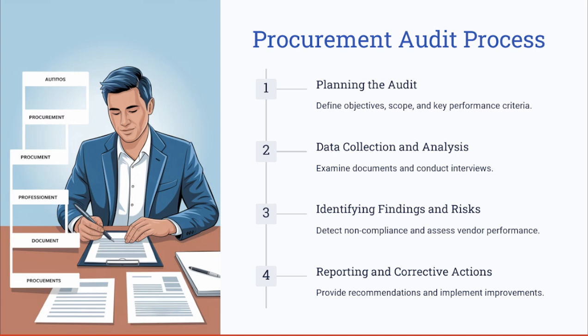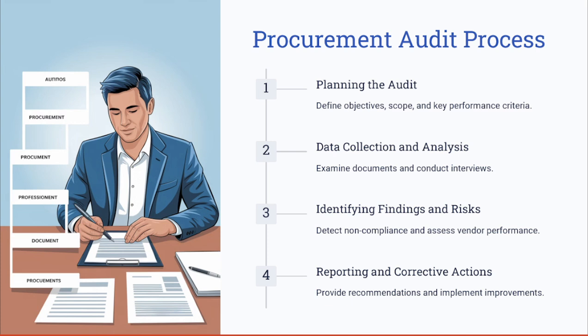The third step is to identify findings and risks. By identifying the findings and risks, you start by detecting non-compliance, contract deviations, or cost inefficiencies. As part of listing any risks associated with the procurement, you need to assess the vendor performance and adherence to the SLAs. It's also part of understanding whether the vendor is meeting the agreed-upon SLAs, the service levels that were agreed.